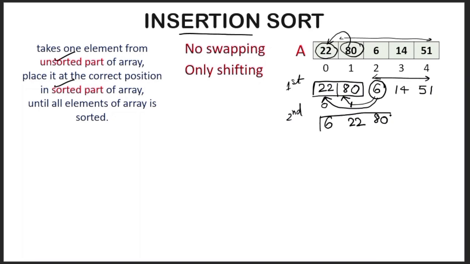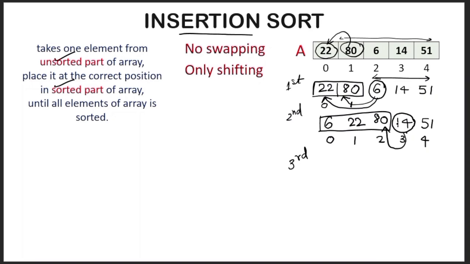So this is your sorted part of the array, 0, 1, 2, and the unsorted part of the array contains 14 and 51 after your second pass. Now for the third pass we will take 14 as the element of the unsorted array, and we will compare this 14 with the elements of the sorted array.